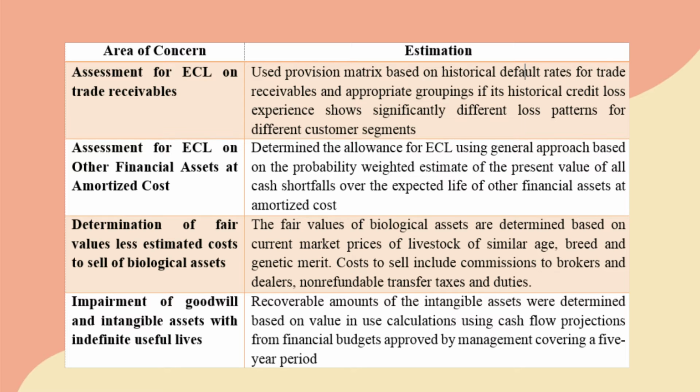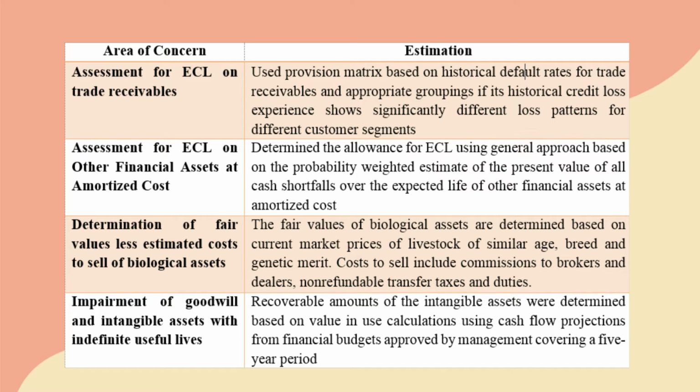Assessment of ECL on other financial assets at amortized costs. They determine the allowance for ECL using the general approach based on a probability-weighted estimate of the present value of all cash shortfalls over the expected life of other financial assets at amortized costs.